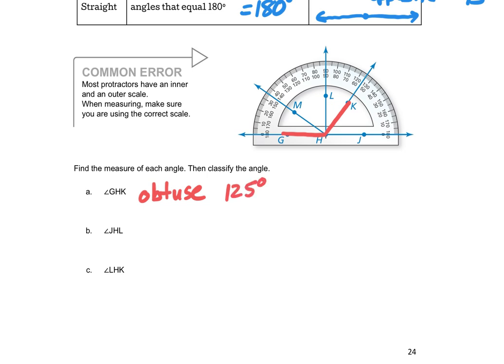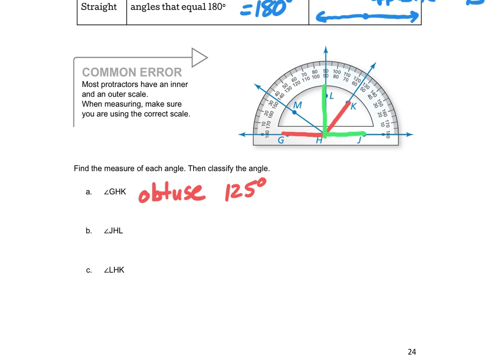Because 55 would be an acute angle. Okay, so it's got to be one of those two, either 55 or 125. Okay, J, H, L. So let's go J. I'll use different colors here. HL.